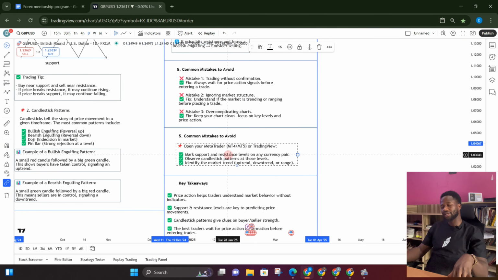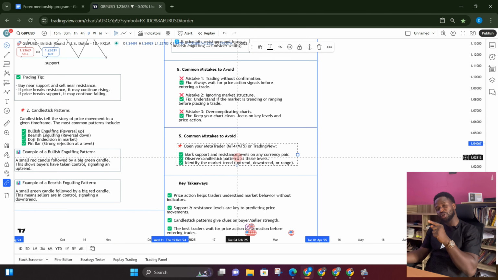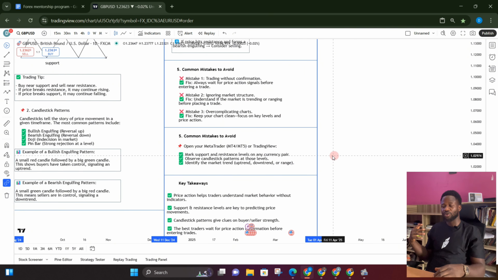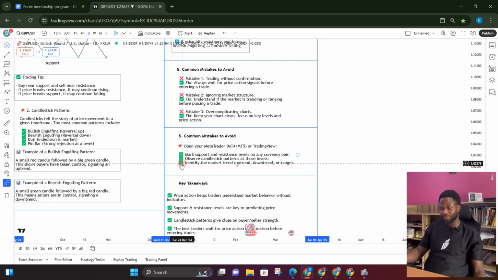So open your MetaTrader 5. You use MT5, so open your MT5. I promise you, I'm still going to make a video about TradingView. I just haven't had the time to make a video about TradingView. If I see the ones that my mentor did, I can still send a link to you.